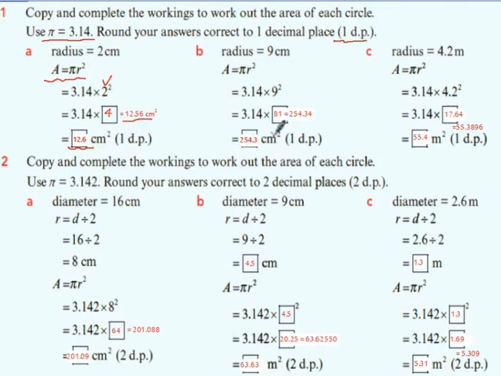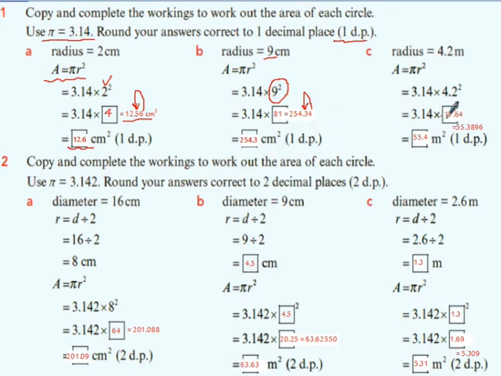Here the radius is given as 9, so it is 9 square. 9 square is 81. When we multiply 3.14 by 81 we get 254.34, and then we round off. Because it is less than 5, we keep it as it is. If it was 5 or more than 5, then we increase the number. You must have learned rounding off. So it is 254.3; there is no change in the decimal place.